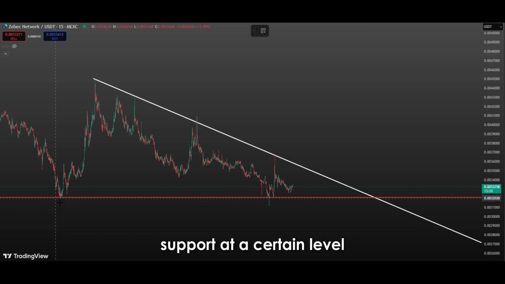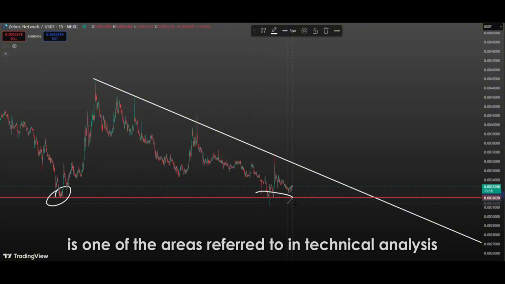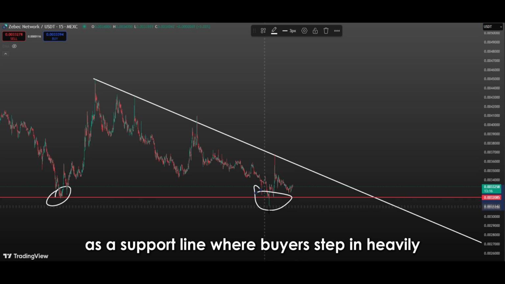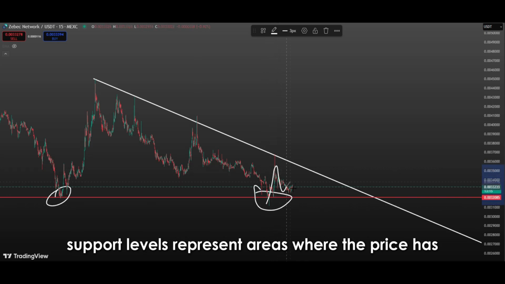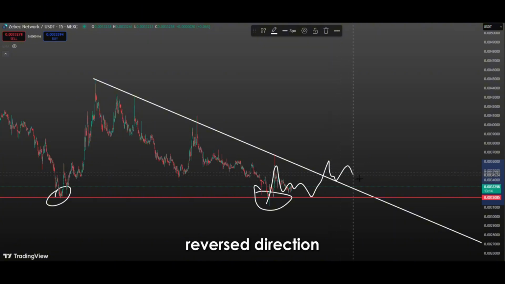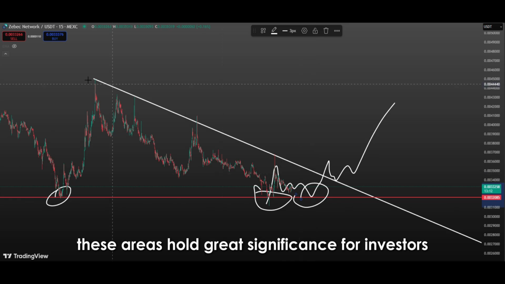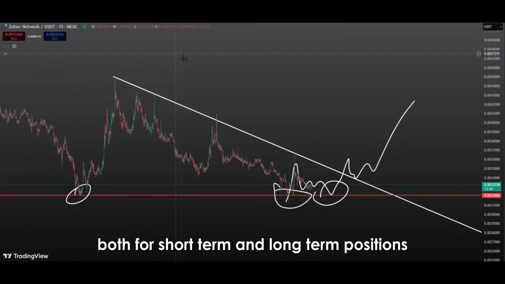strong support at a certain level and responded upward after touching this area. This zone is one of the areas referred to in technical analysis as a support line, where buyers step in heavily. Support levels represent areas where the price has historically paused, reversed direction, or encountered strong buying reactions. Therefore, these areas hold great significance for investors, both for short-term and long-term positions.